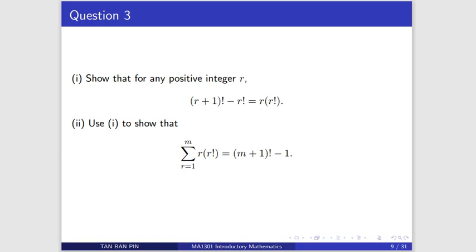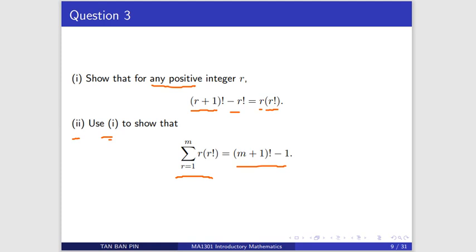In question 3, first part, you are asked to show that for any positive integer r, (r plus 1) factorial minus r factorial can be simplified to r times r factorial. And in the second part, the question asks you to use part 1 to show that the summation of r times r factorial, r from 1 to n, is actually (n plus 1) factorial minus 1.